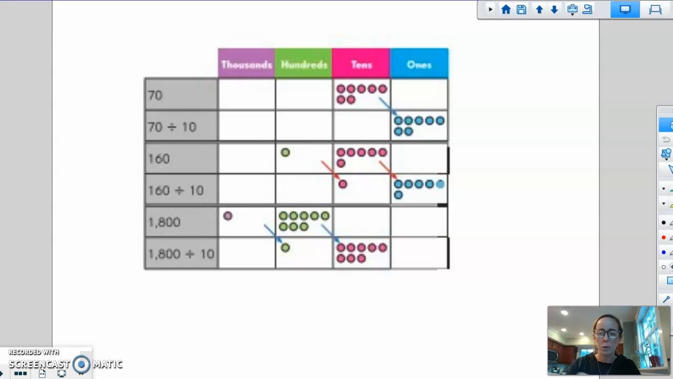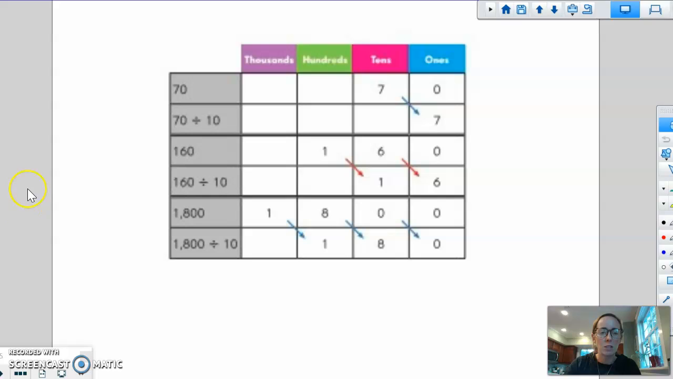Just like we did when we multiplied by 10, 100, and 1000, we are going to look for patterns when we're dividing by 10, 100, and 1000. In this chart here, you'll see that we start with a number and then we divide it by 10. Each time we're dividing it by 10, all of those number chips shift one place to the right. That's basically what's happening when we're dividing by 10.